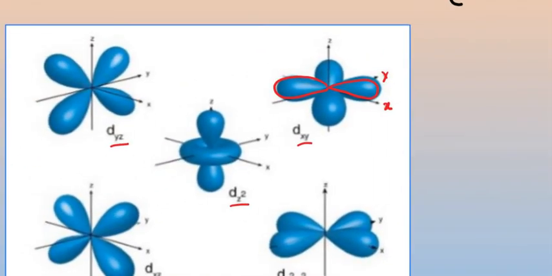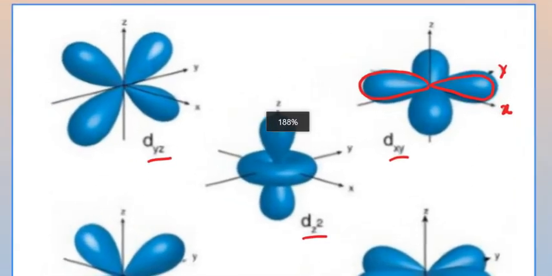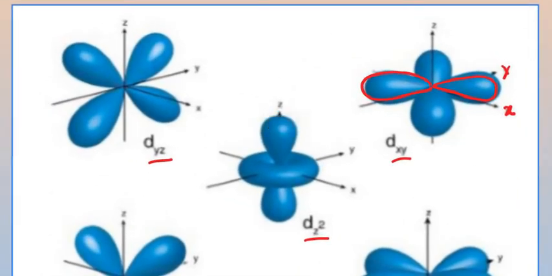And if you see the dyz orbital, it means that the orbital is present between the y-axis and the z-axis, right? So this is the y-axis here and this is the z-axis. So the orbitals are present between y and z. This is one of the lobes present between y and z. Similarly, this is the other lobe which is present between y and z.